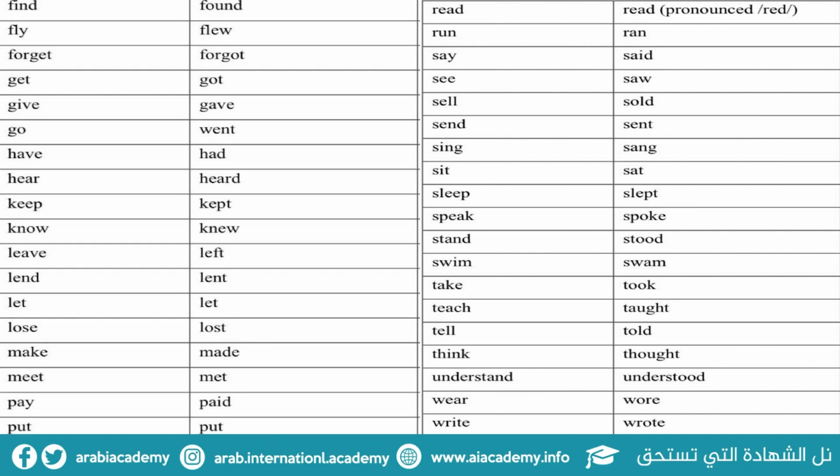For example, we have here go, the base form of the verb, and if we want to change it to the past tense, it becomes went and not goed. So this is the difference between the regular verbs and the irregular verbs. For the regular verbs, we add ed. For the irregular verbs, we have to change the whole word, like these examples. For example, the word stand should be stood in the past tense.